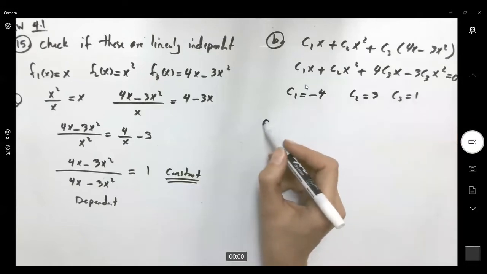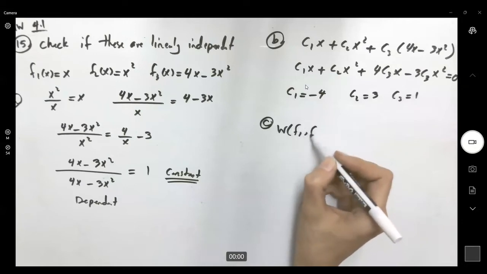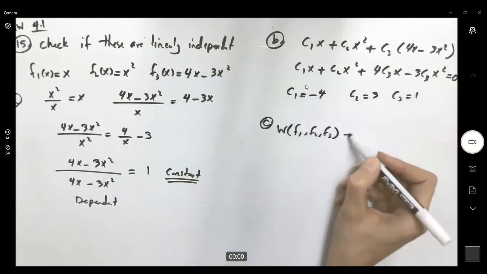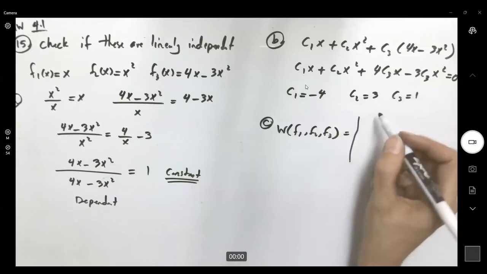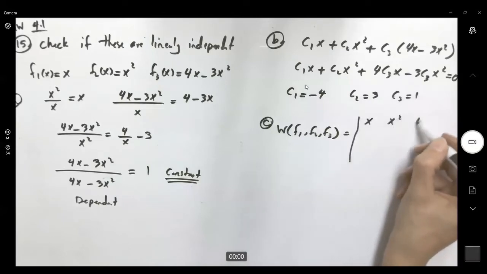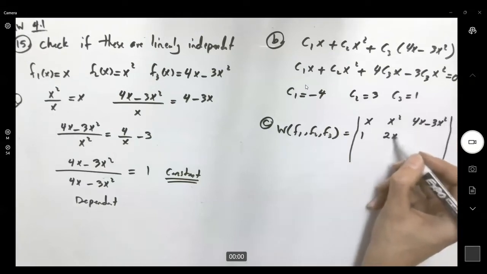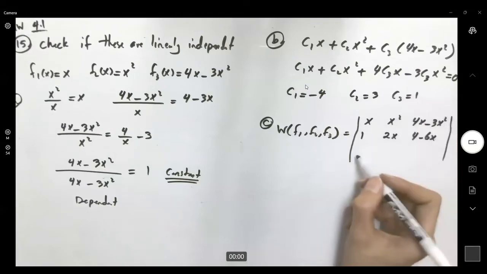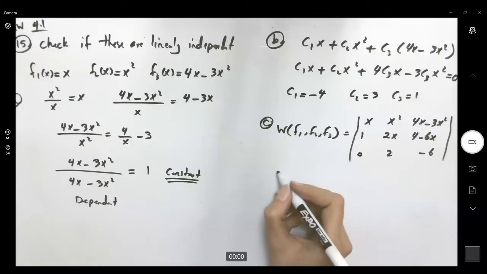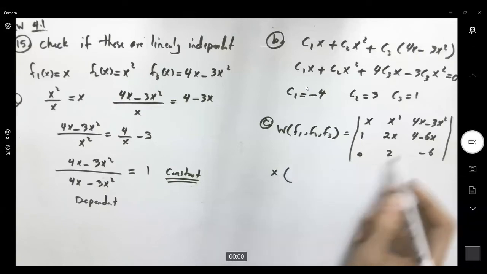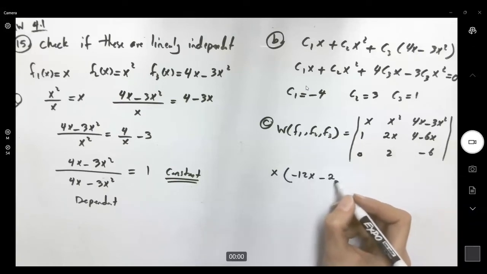Another method is using the Wronskian. The Wronskian of these three functions, f1, f2, f3. Here you have three functions, so you get up to the second derivative: x, x squared, 4x minus 3x squared. You get 1, 2x, 4 minus 6x, 0, 2, -6. We have x parentheses -12x, and here you have -2.